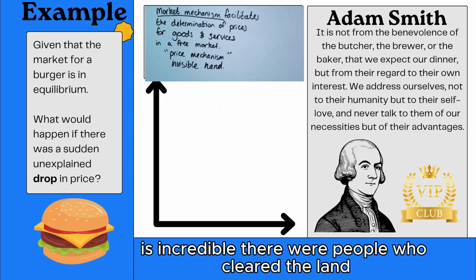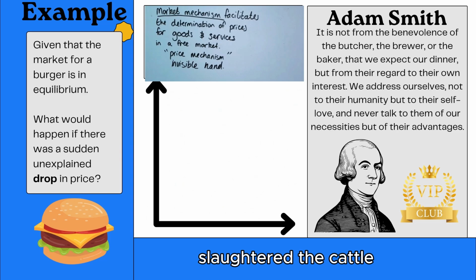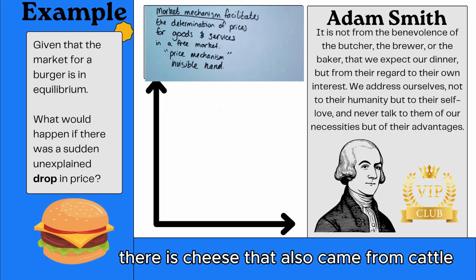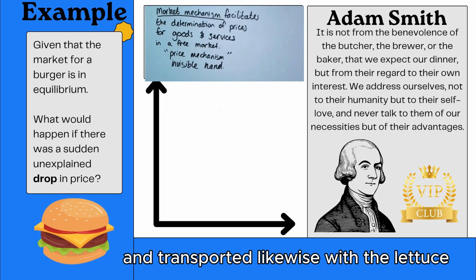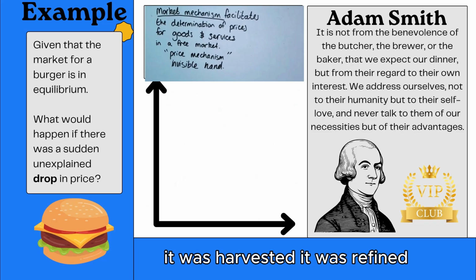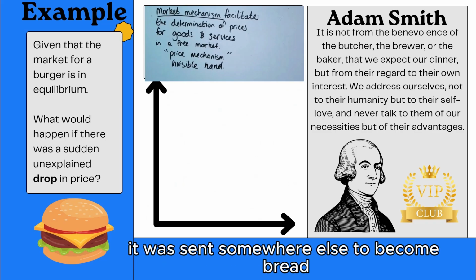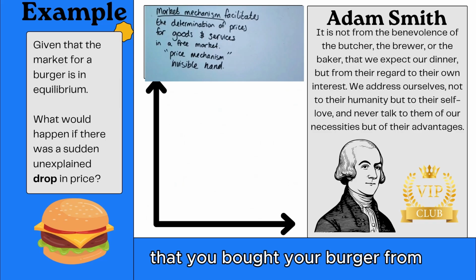is incredible. There were people who cleared the land to raise the cattle. There were people who raised the cattle, slaughtered the cattle, processed the cattle. There is cheese that also came from cattle. There is tomato that was grown and picked and transported, likewise with the lettuce. The wheat for the bread bun was grown, it was harvested, it was refined, it was sent somewhere else to become bread. It was then transported to the local fast food shop that you bought your burger from.